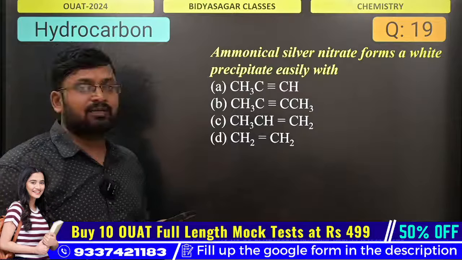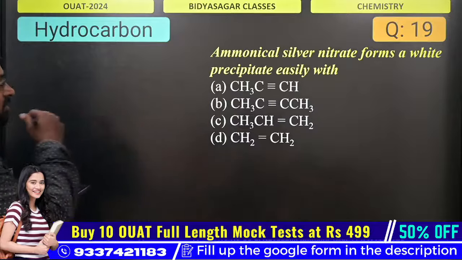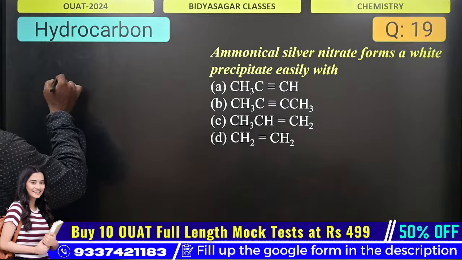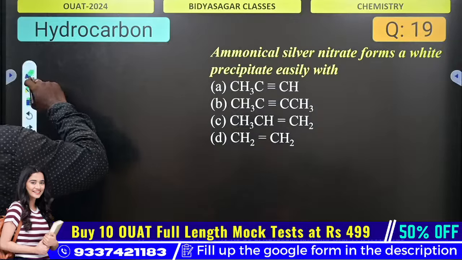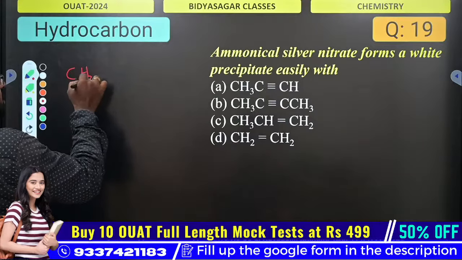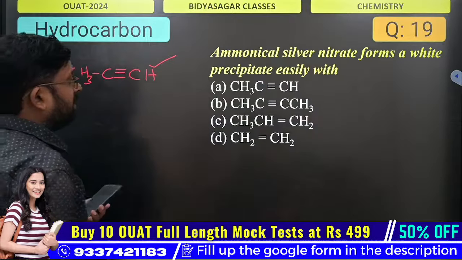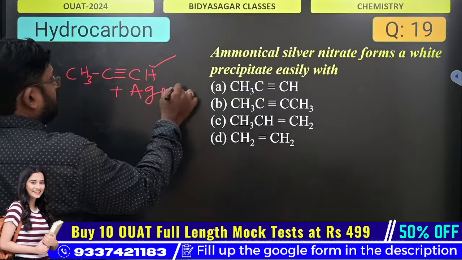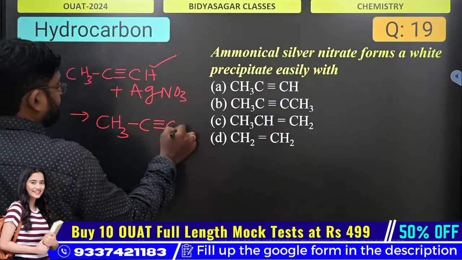Ammonical silver nitrate. Question number 19. Ammonical silver nitrate forms a white precipitate easily with. So always the ammonical AgNO3 solution will react with the alkyne with active hydrogen atom. So in case of CH3 C triple bond CH, this hydrogen is acidic in nature. It can be easily replaceable. So it will react with the AgNO3 solution and it will give you silver acetylide.